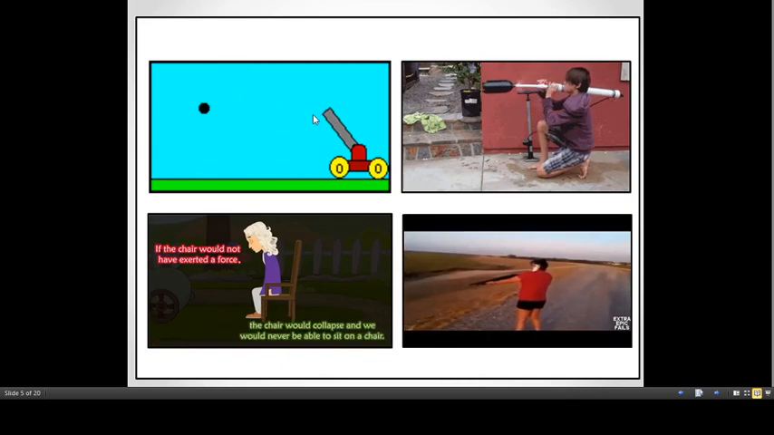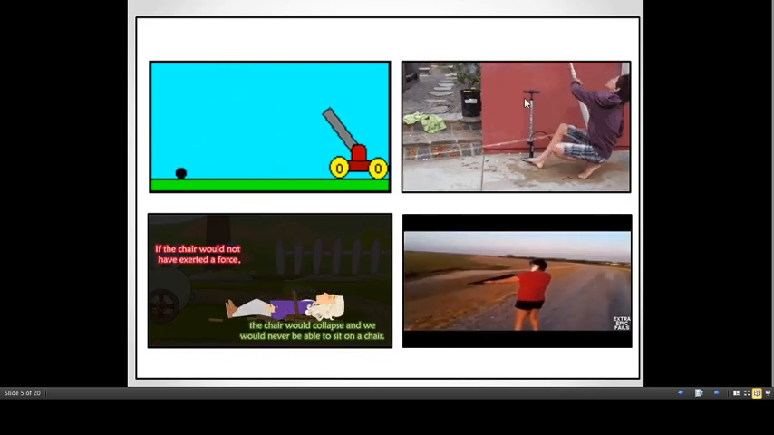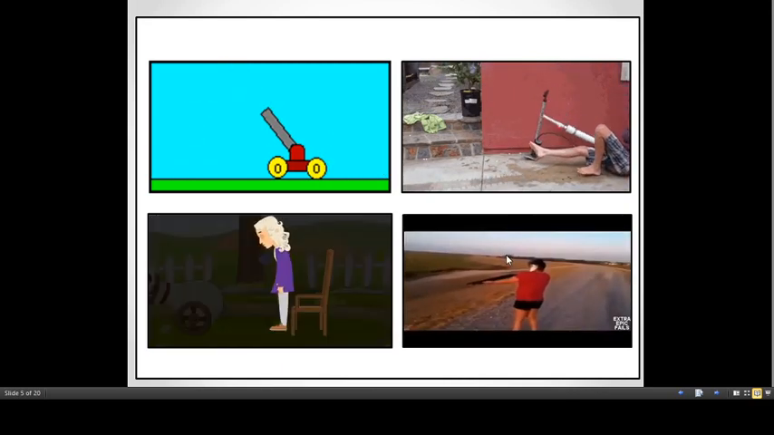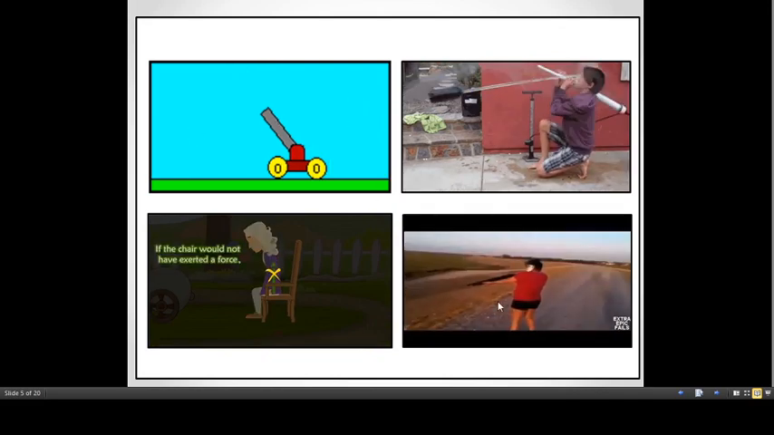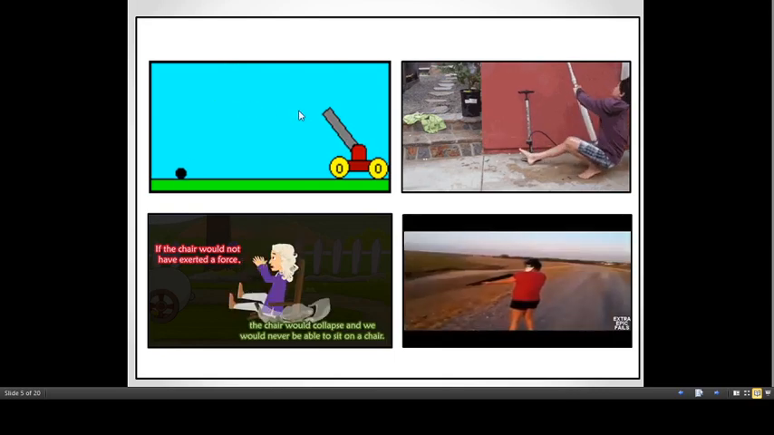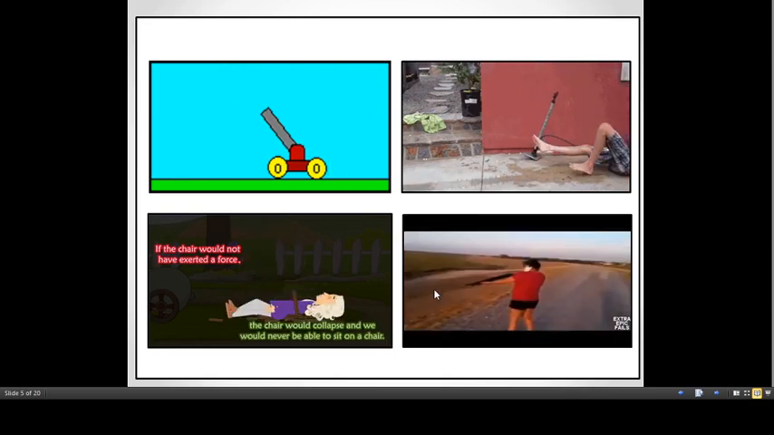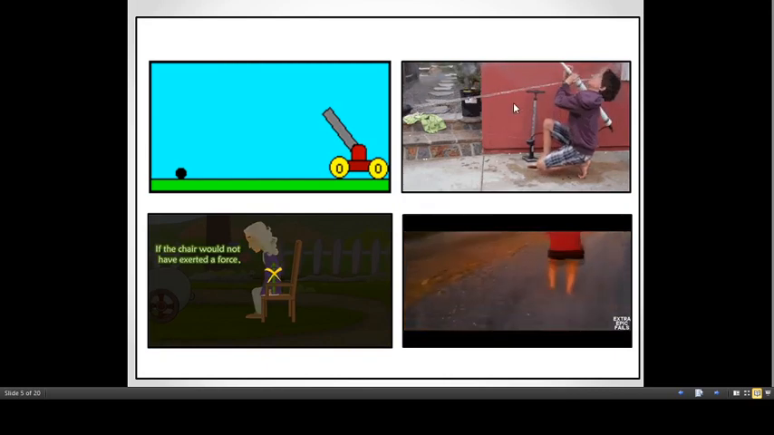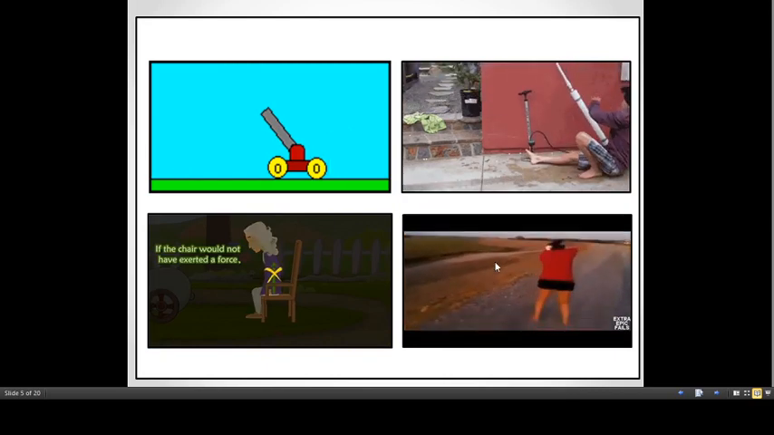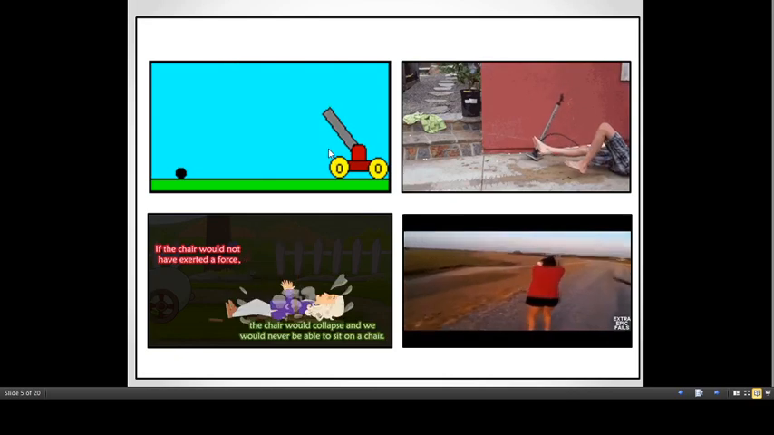For every action there is an equal and opposite reaction. For every action there is an equal and opposite reaction. Try to observe in every picture what is exactly going on here.